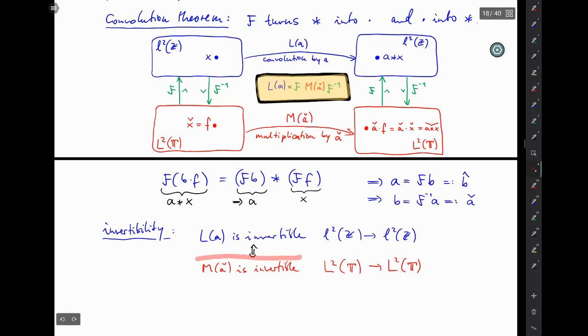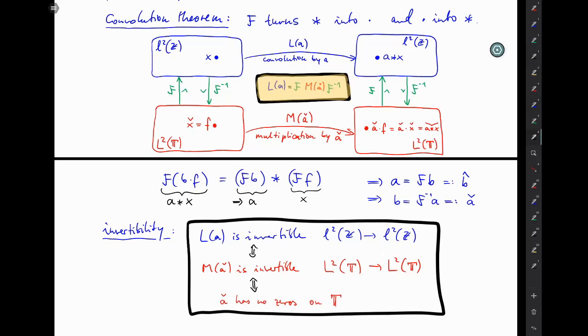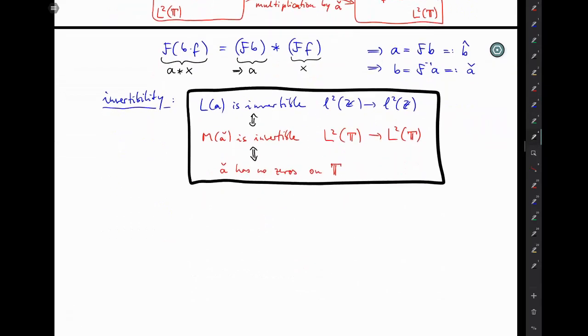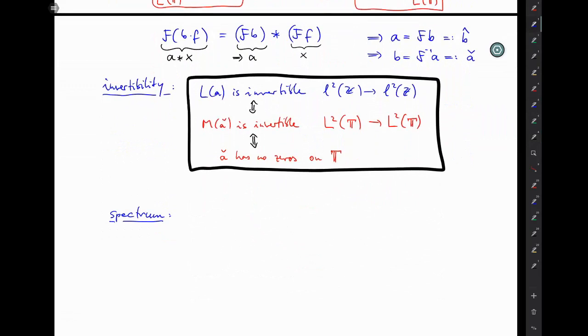Okay, but when is a multiplication operator invertible? When can you undo the multiplication by a certain function? Well, if and only if that function has no zeros, because then you can just divide. And that already settles the invertibility problem. So now let's talk about the spectrum of the convolution operator LA. Well, a complex number lambda is in the spectrum of LA if and only if the following operator is not invertible. And of course that operator is L of A minus lambda times identity.